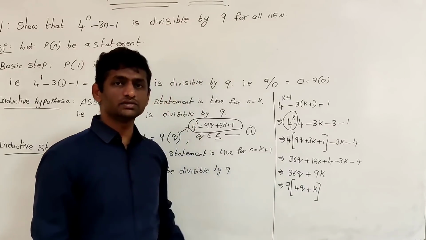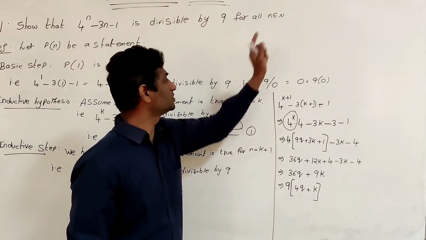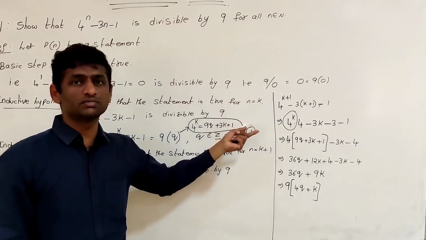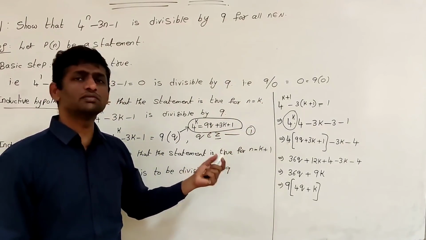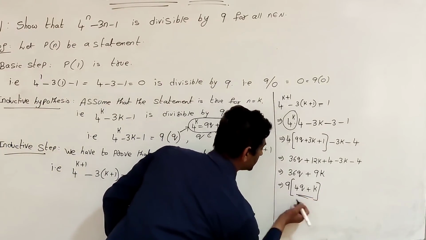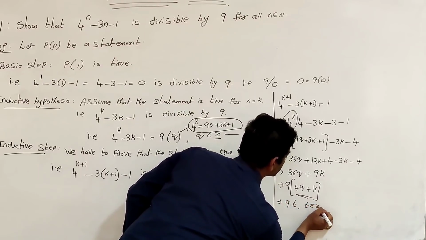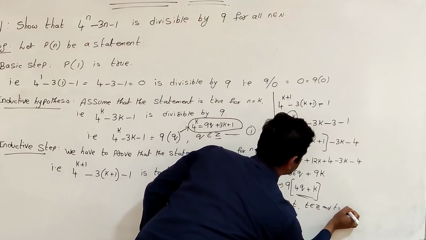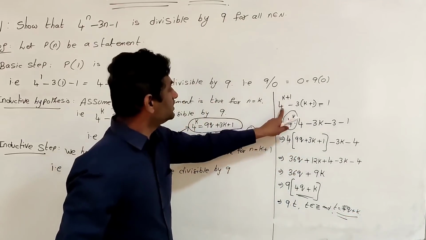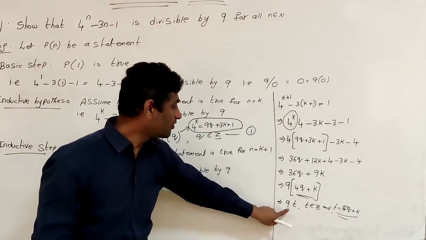Where q is an integer, k is also a natural number, because we have taken n belongs to N. And we are saying that assume that the statement is true for n is equal to k, where k is a natural number. Integer plus natural number gives an integer. So this is an integer. Assume that it is 9 times of t, where t belongs to Z and t is equal to 4q plus k. Means this is a multiple of 9, or we can say 9 is a factor of this.